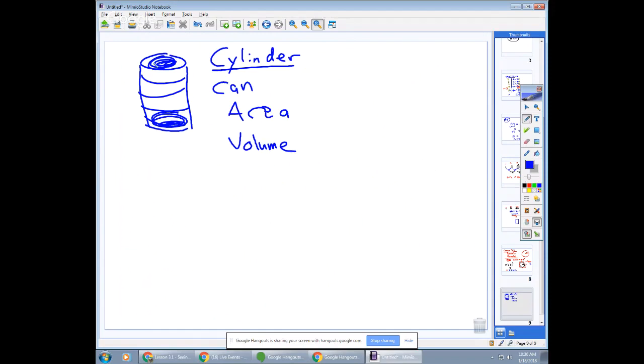The cool thing about a can is, don't we know the area of the top of the can? Yeah, it's just a circle. Area is pi times the radius squared, and there happens to be a top and a bottom, so there's two of those. Yeah, multiply it by 2. And then I have to add on the outside of the can. Well, that's just the label, right?